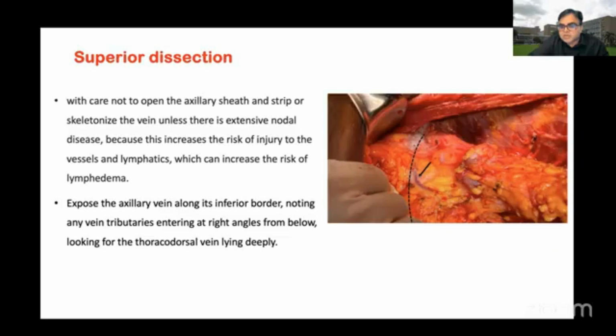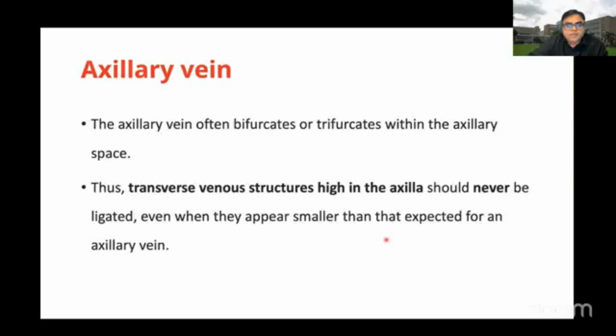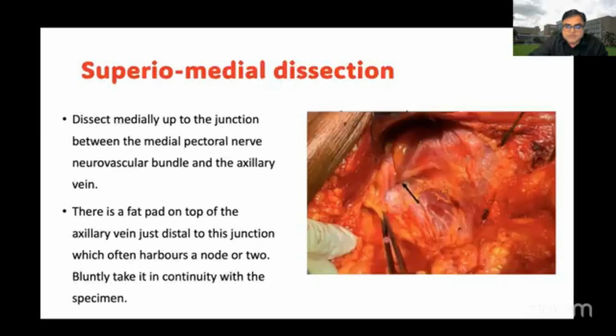So do dissection along this vein, separate this tissue from the axillary vein and go deep. Most of the time, the thoracodorsal bundle is just deep to this vein, or within 1 centimeter either side, you may find it in the depth. So the axillary vein dissection is carried posteriorly and anteriorly, and visualized with care not to open the sheath. Most of the time, you may find 2 to 3 axillary veins. If you find any horizontal structure traversing the axillary fossa, then you need to preserve it unless you are sure. It might be very thin in size, but you need to take care not to ligate this. Then mobilize the entire fat from the axillary vein, and always preserve transverse venous structures.